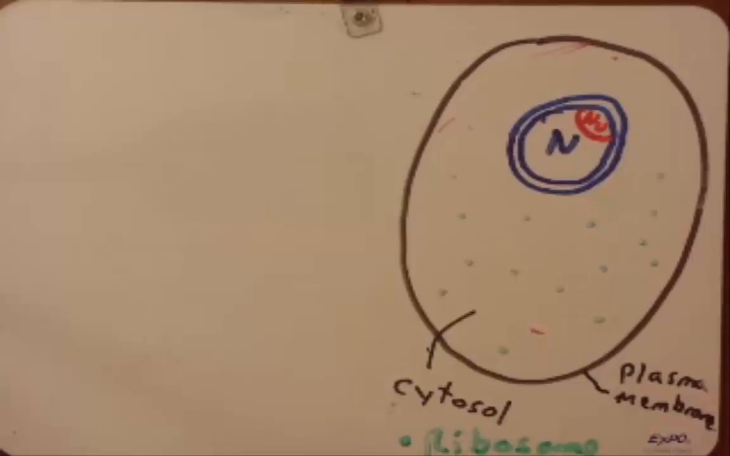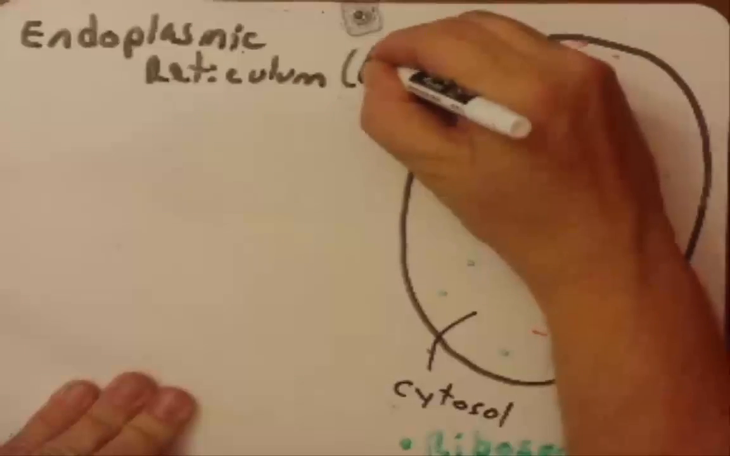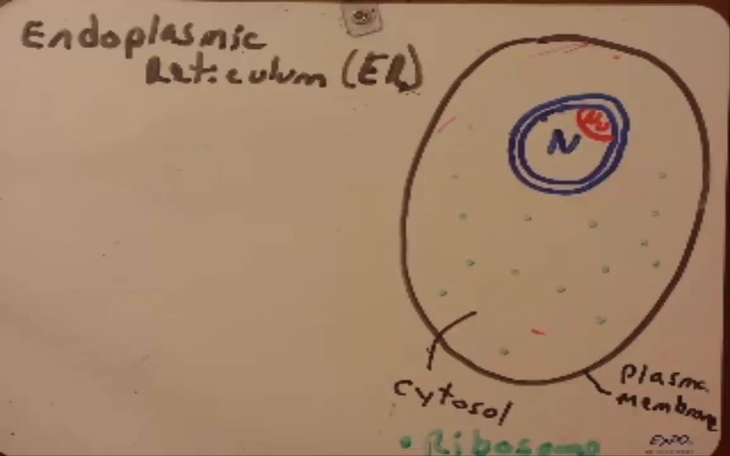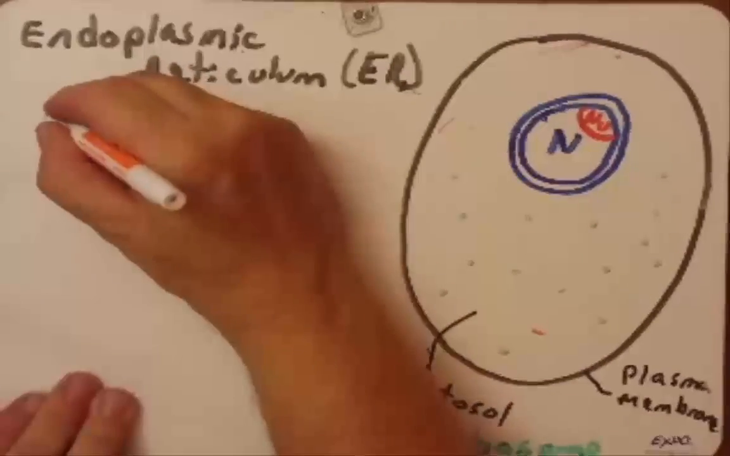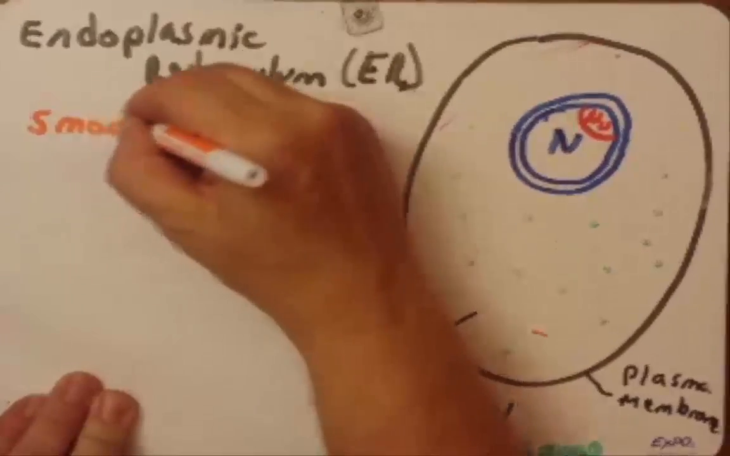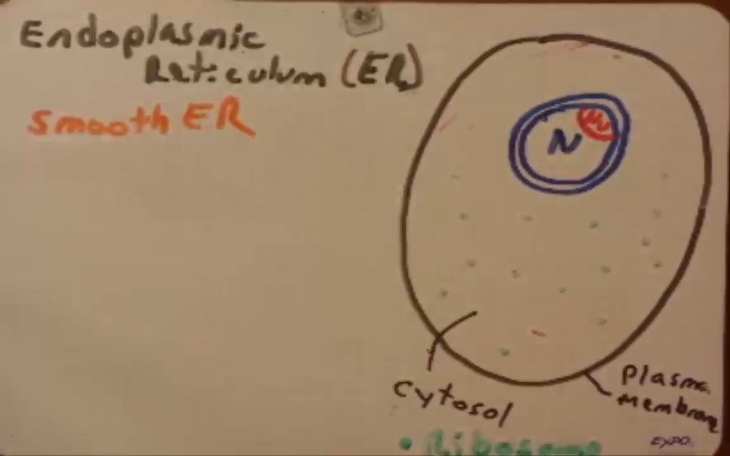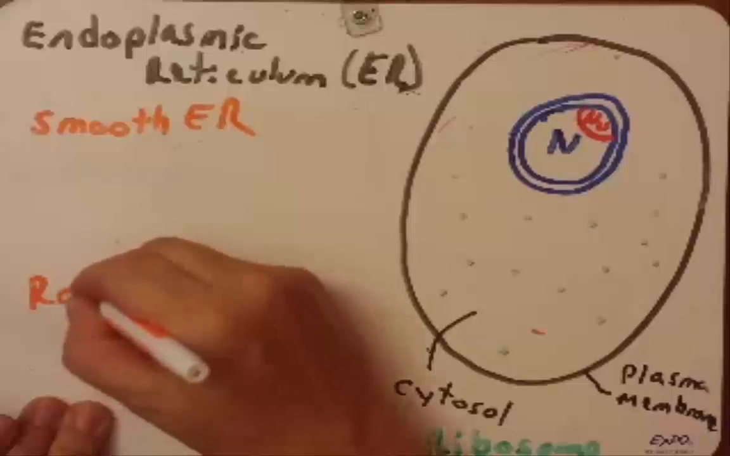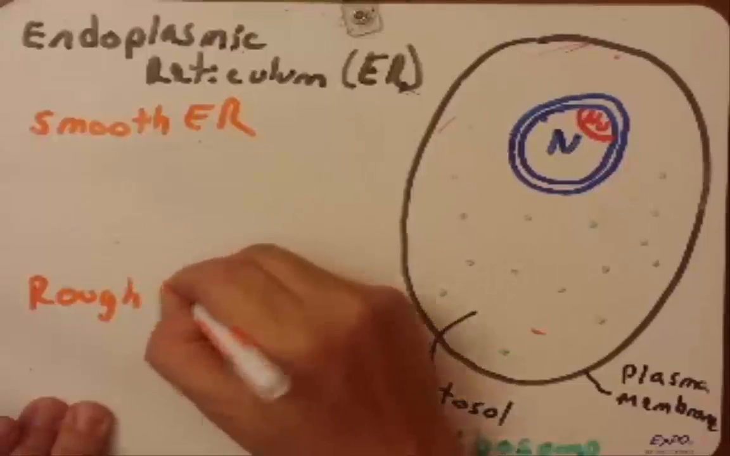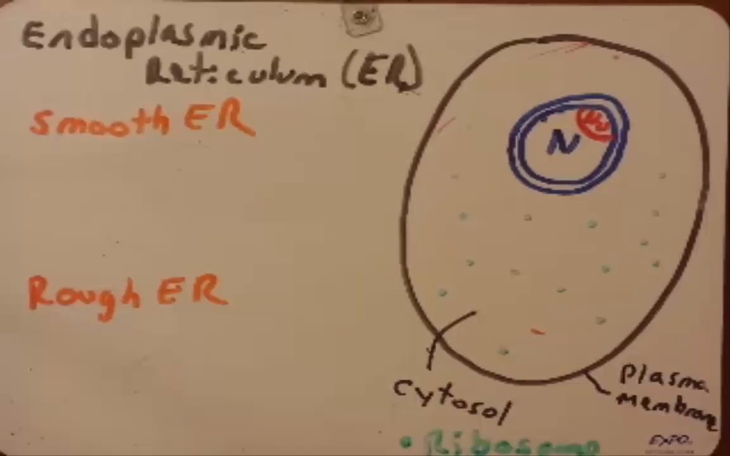So I want to talk about the endoplasmic reticulum next. Often we will just call this the ER. We have two kinds of ER. It could be the smooth ER or the rough ER. Let's talk about the smooth ER first.